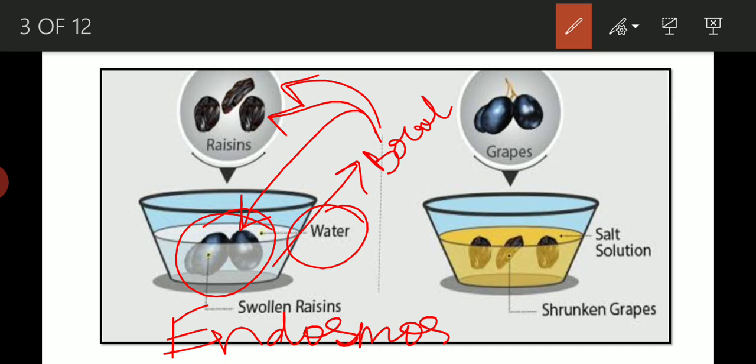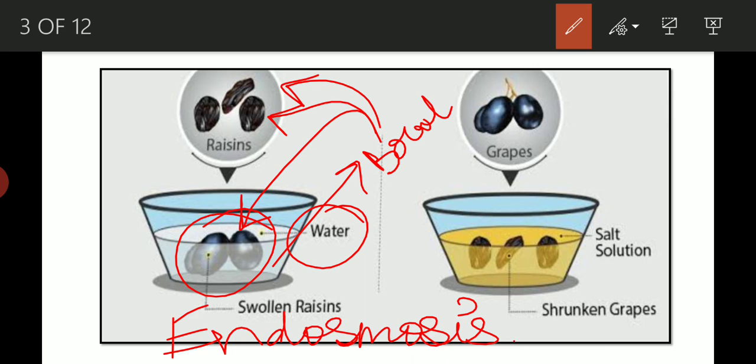Endo means inside or inward. So in the picture which I have provided on the left, again I am repeating, if you take raisins and dip them inside a bowl containing water, what will happen? Obviously you can understand that the water molecules are present lesser in amount inside the raisins, and the water molecules are present far more in amount in the bowl. So you already know that osmosis is the movement of water molecules from where to where?